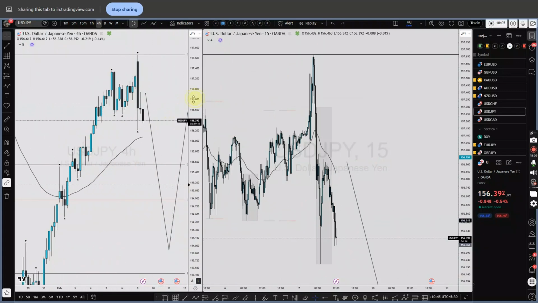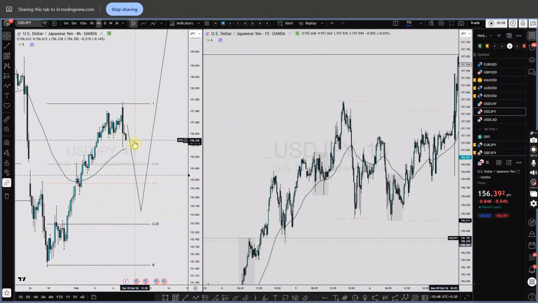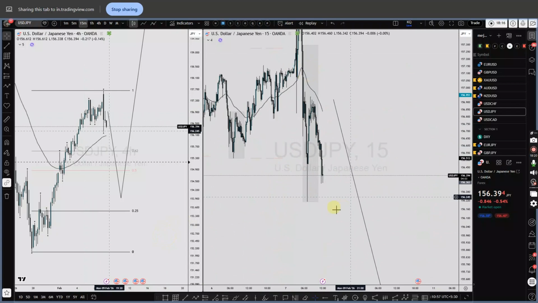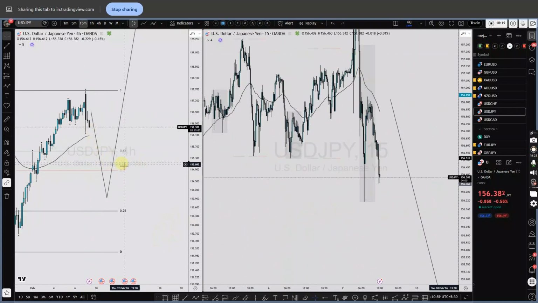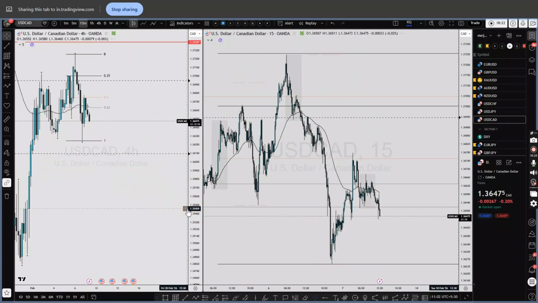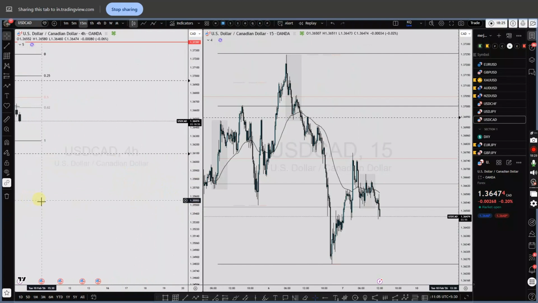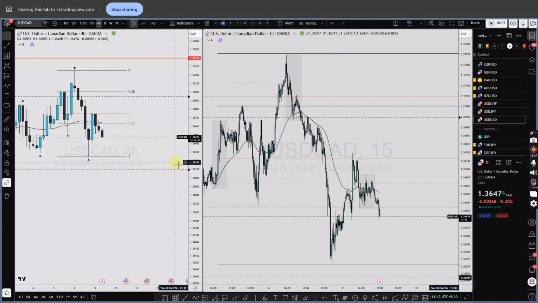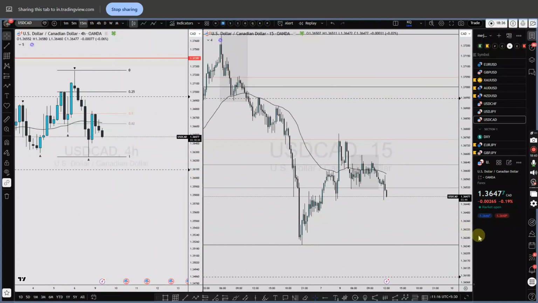USD JPY, I'm waiting for a deeper correction towards downside. Currently, we're sitting in a premium range. The overall context is bullish, so let's wait for price to come below 38.2. USD CAD, this was the last breakout structure towards downside, and we're currently dropping from the OT, from the equilibrium. So we can start looking for shorts here.